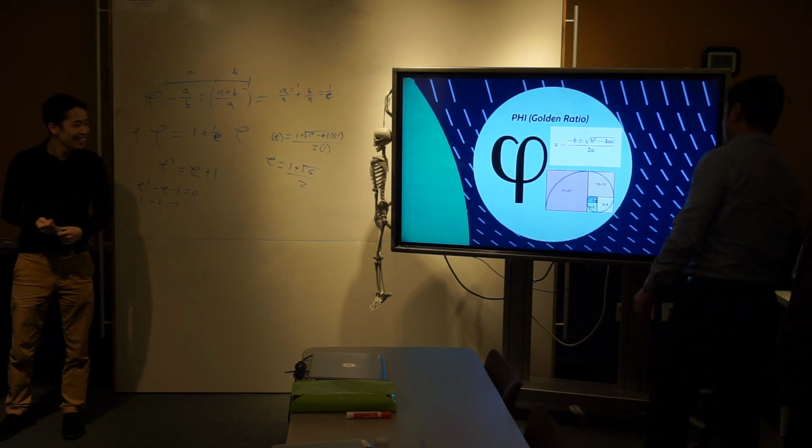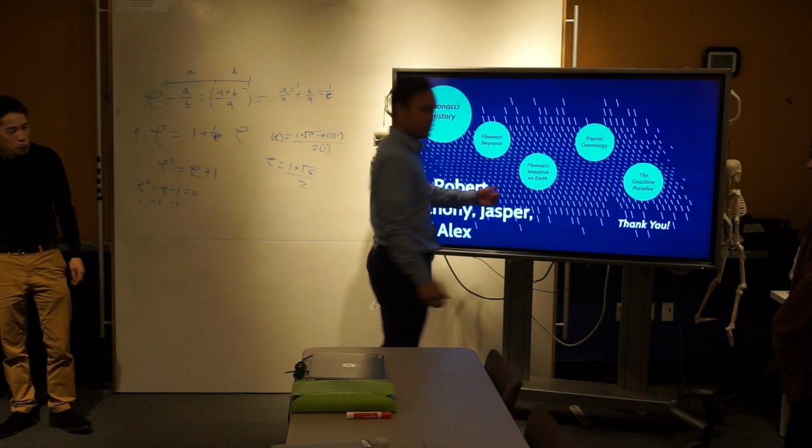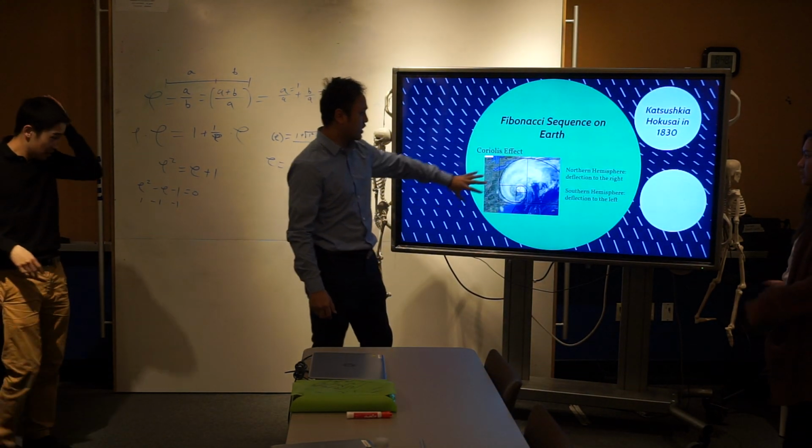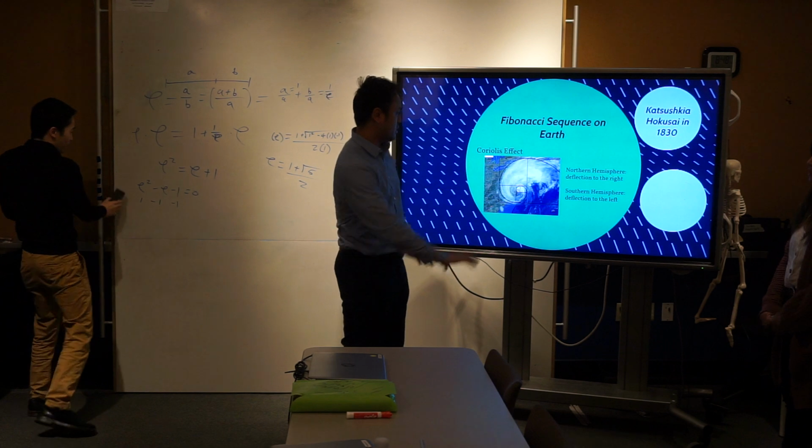I got a couple examples too to show you guys how the Fibonacci sequence is on Earth. So this one's a hurricane, and as you can see, the Fibonacci sequence is correlated with this.